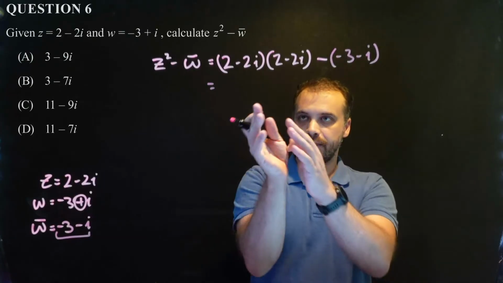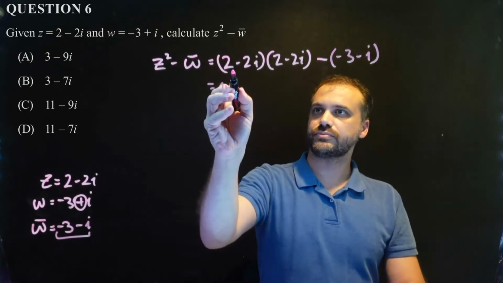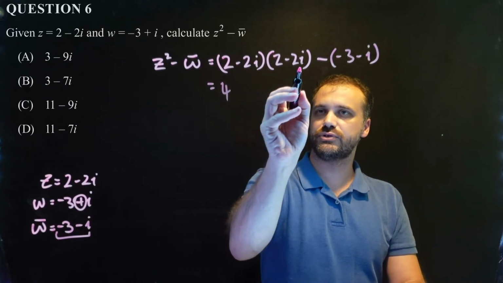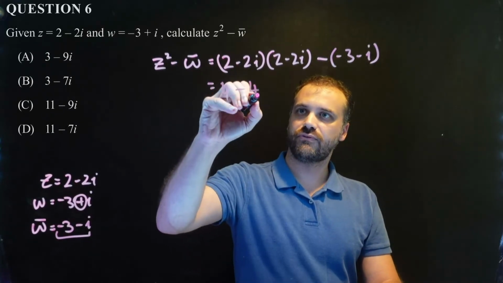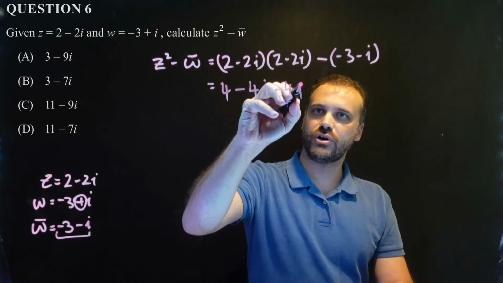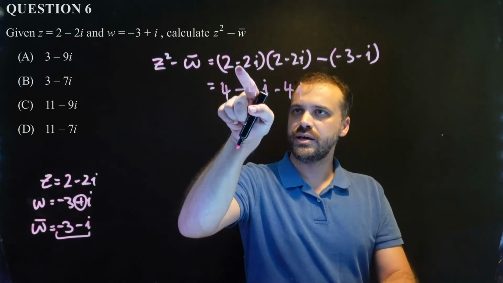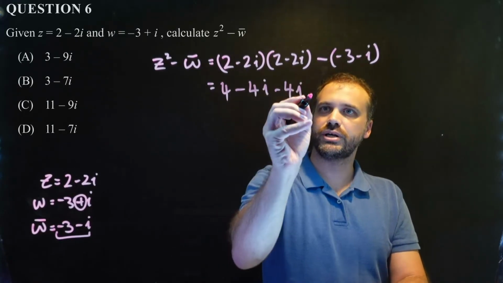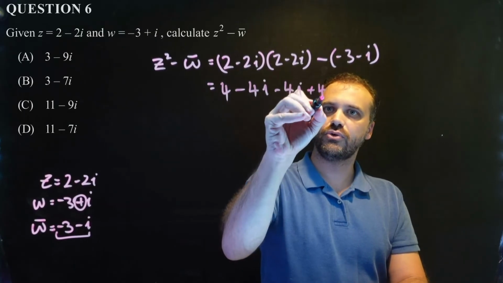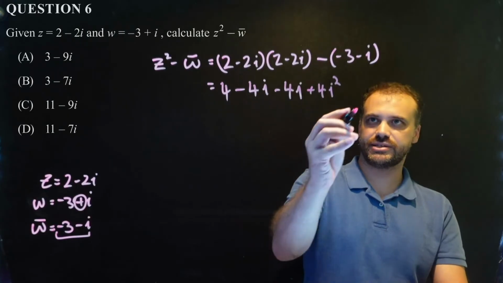Okay, so FOIL method here. 2 times 2 is 4. Outer: 2 times negative 2i is negative 4i. Negative 2i times 2 is also negative 4i. This pattern always pops up when you square complex numbers. And then negative 2i times negative 2i is positive 4i squared. We'll talk about that in a second.